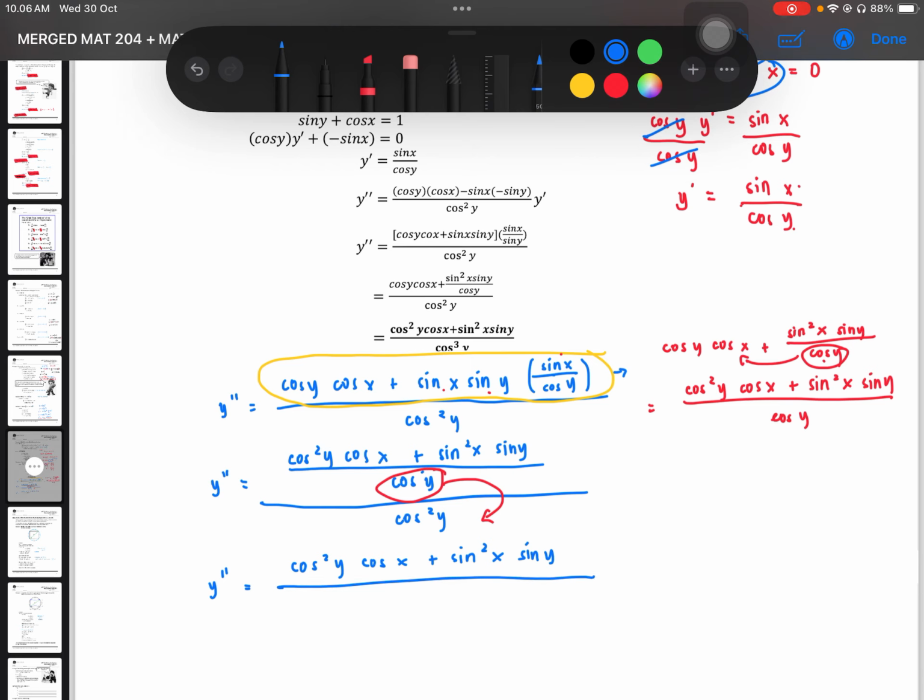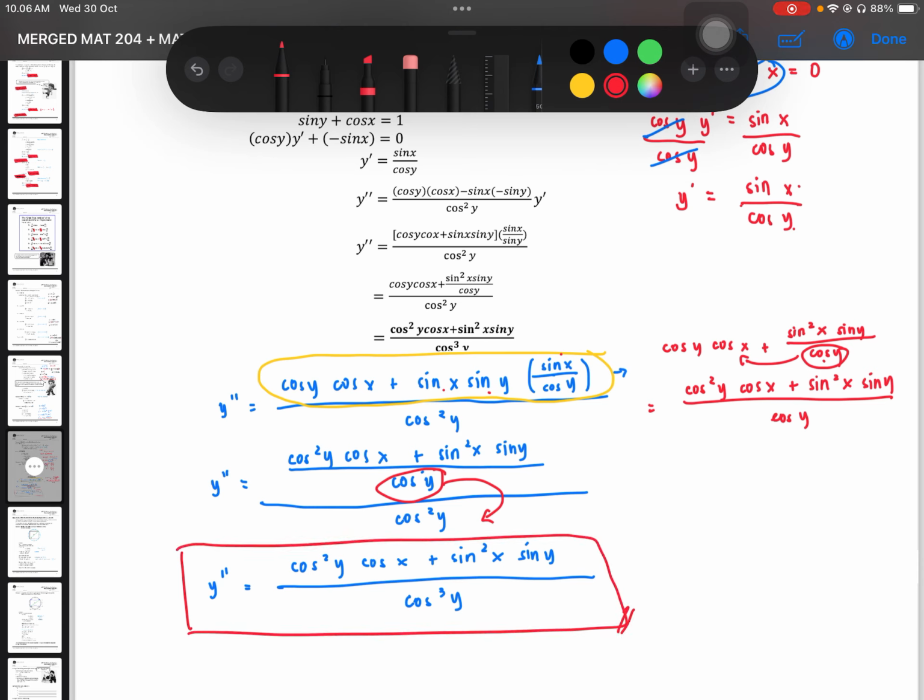So, since cosine y, cosine squared y, pag nag-multiply tayo dyan, ay mag-a-add lang naman yung kanilang exponent. So, 1 plus 2 is just 3. So, we will be having cosine cube y. And this is now your final answer for the second derivative.